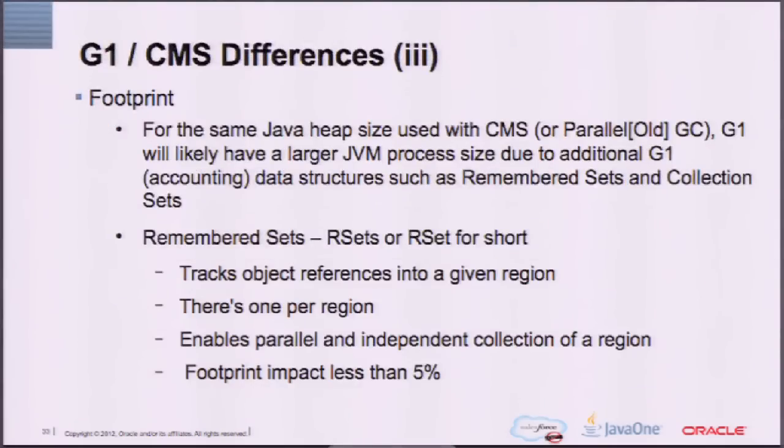In the area of footprint, if you take CMS or parallel GC with the same Java heap size and you migrate to G1, you can expect to see a slightly larger JVM process size. And that has to do with these accounting data structures, largely related to what's called remembered sets and collection sets. Remembered sets, or R sets for short, track object references into a given region. And there's one of these per region. And what this enables is the parallel and independent collection of a region. And its footprint impact is usually less than 5%.